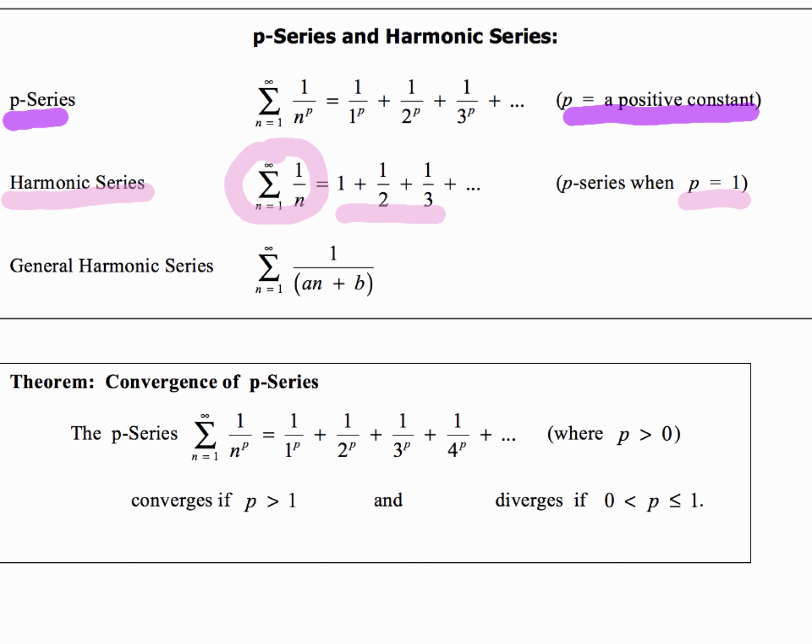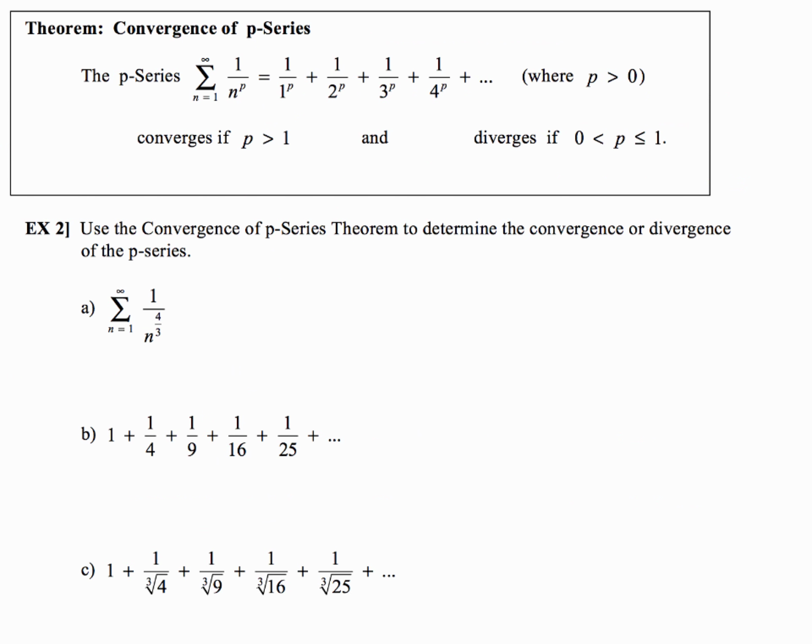Now when we take a look at the convergence of p-series theorem, what this says is that you've got this p-series going on. Now p's got to be greater than 0. Okay, you can't have a negative exponent. And then this is going to do one of two things. If p is bigger than 1, then our series is going to converge. However, if our value of p is between 0 and less than or equal to 1, then our series is going to diverge. So basically what you have to do with this kind of stuff, it's almost too easy. You're just going to have to analyze the value of p. So let's go ahead and take a look at our 3 examples.